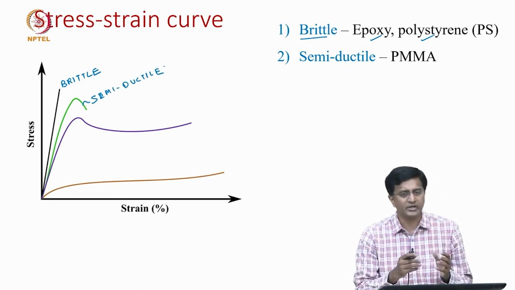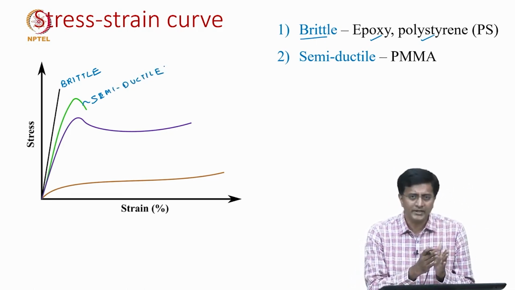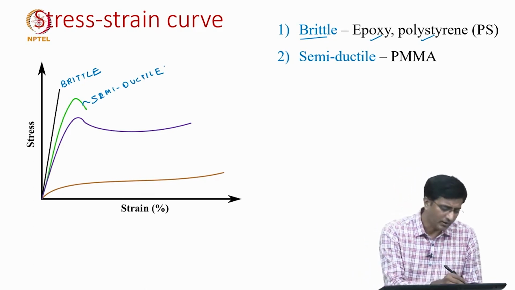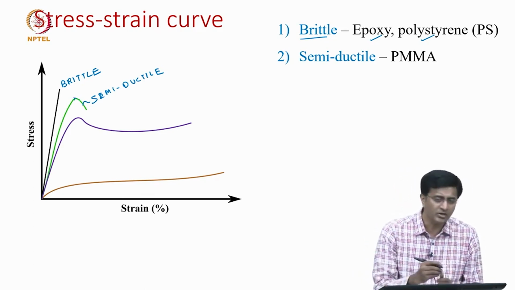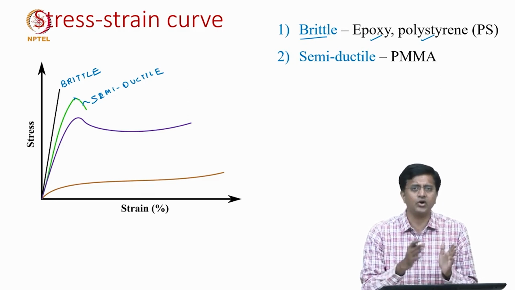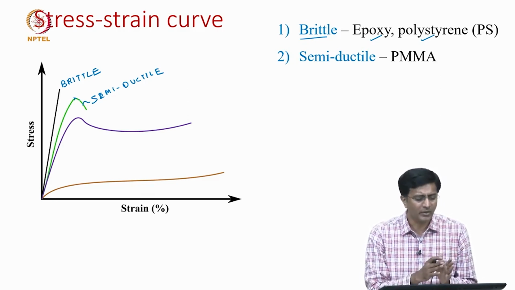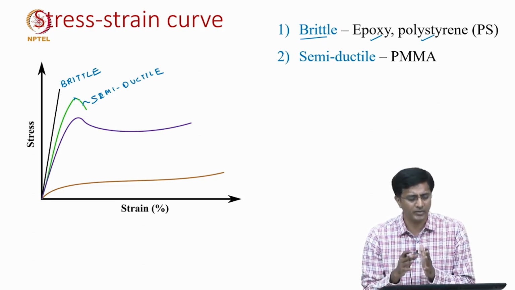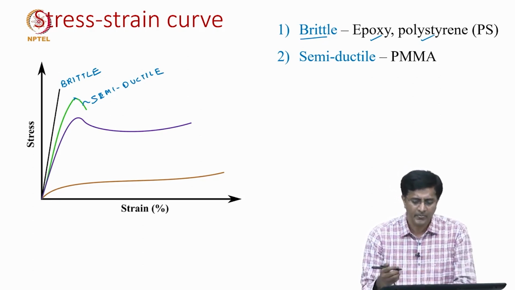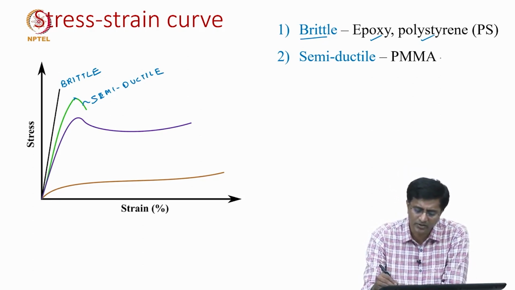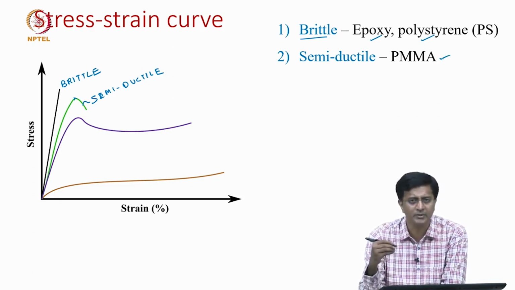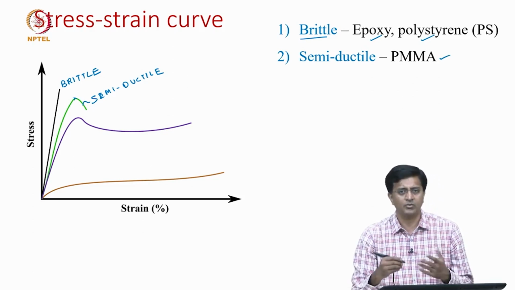We call it semi-ductile because now it can take larger strains, and it also shows this yield behavior, but the failure strain is not very large. It is certainly more than brittle, but not comparable with ductile materials, which we will discuss next. And this semi-ductile behavior is shown by PMMA, the plexiglass, which is a thermoplastic.